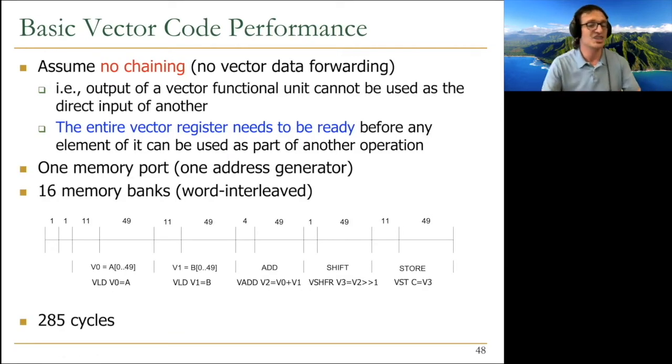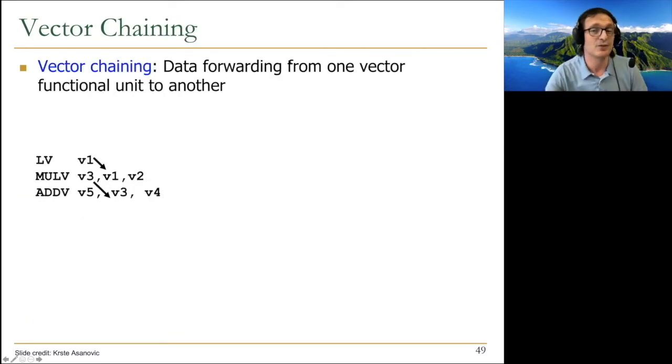So we're going to talk about chaining. Chaining is essentially data forwarding from one vector functional unit to another. And this is the basic idea. A load produces one element. Multiply should be able to start with that element. Multiply produces one element result. Add should be able to start with that element. It doesn't need to wait for the entire vector.